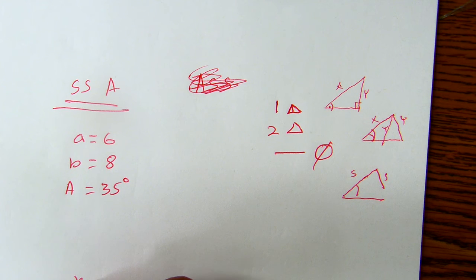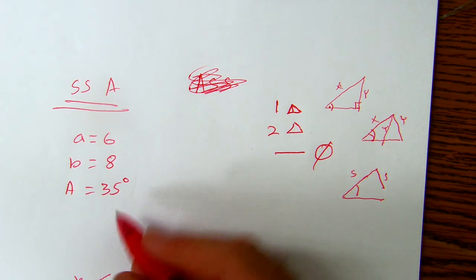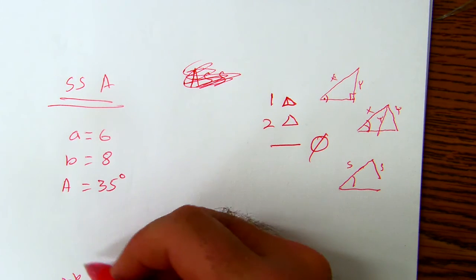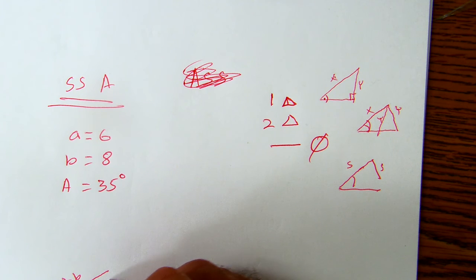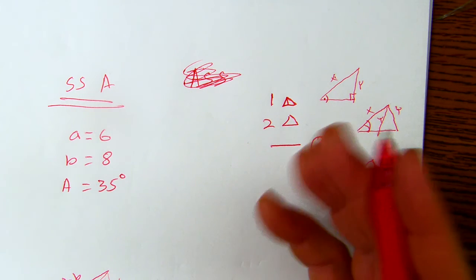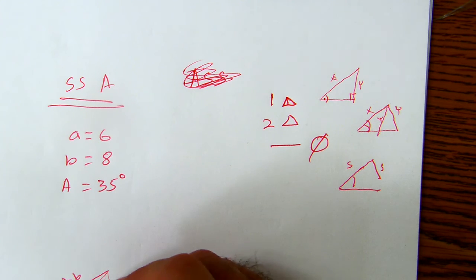Now here's what I do. They gave us side A is 6. So is it 6 this way? Is it 6 this way? Is it straight down the middle? Is it even long enough to make a triangle? So before I put that in, I do a separate problem.